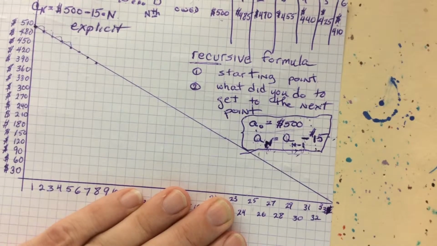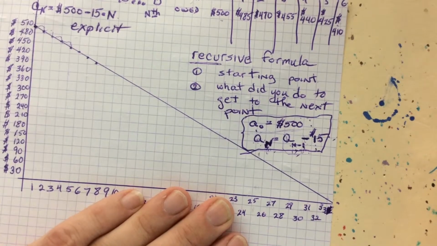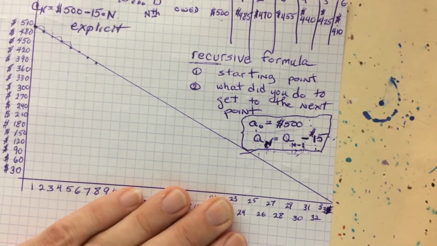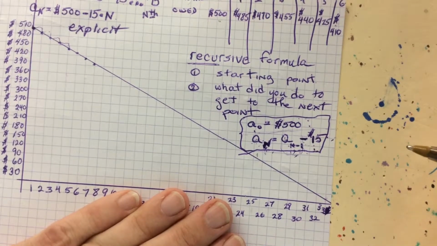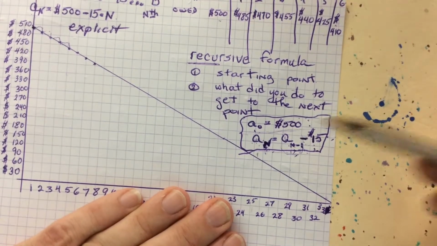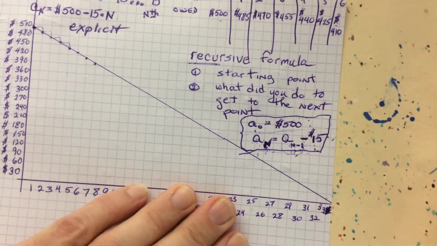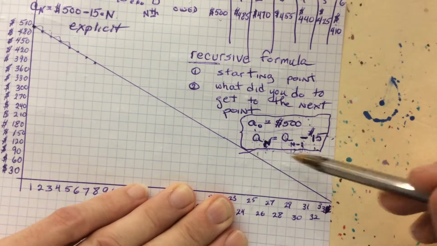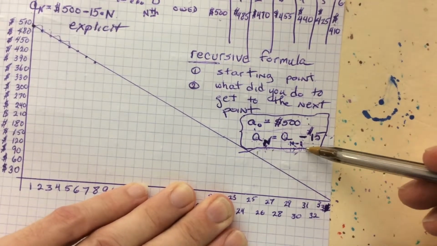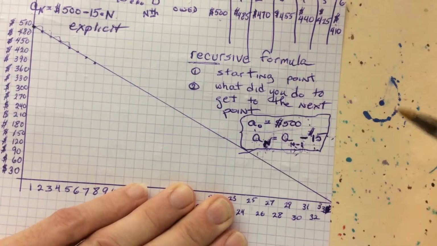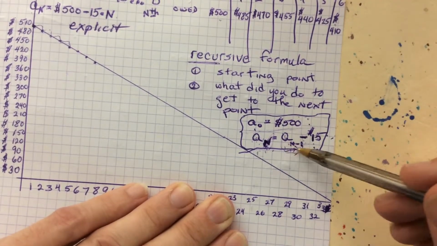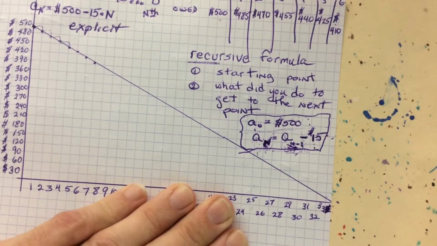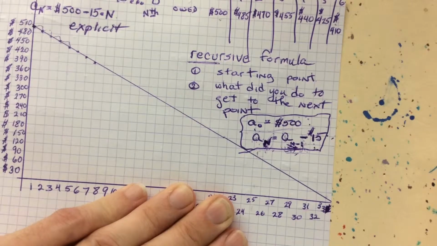Okay, so I want to know, how much do I owe you after 12 months? Well, that's easy. Figure out how much you owe after 11 months and subtract 15. Well, how do I figure out how much I owe after 11 months? Well, that's easy. Just figure out how much you owe after 10 months and subtract 15. Right, but how do I figure out how much I owe after 10 months? All you've got to do is figure out how much you owe after 9 months and subtract 15. Sooner or later, you're going to get bored with that. You're just going to get annoyed.